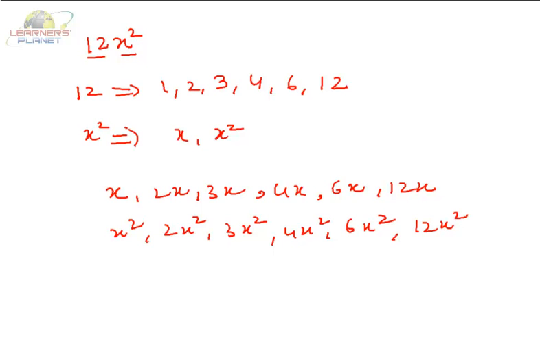Okay, and apart from that, all these 6 numbers will also be factors. That is 1, 2, 3, 4, 6 and 12. So these many factors we are having of 12x square. That means if 12x square is divided by any of these, we'll be getting the remainder as 0.